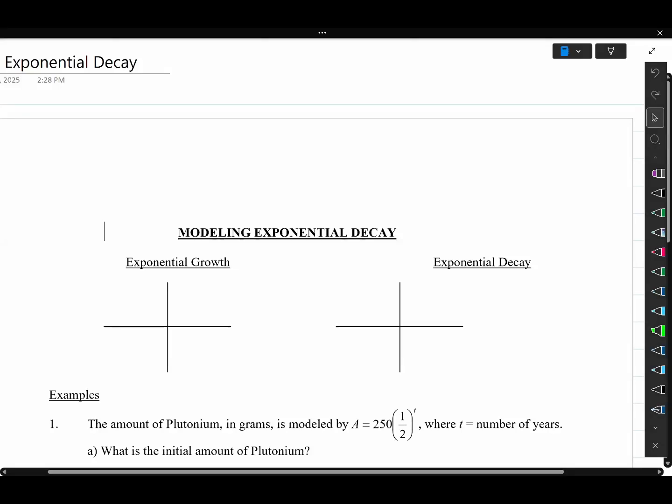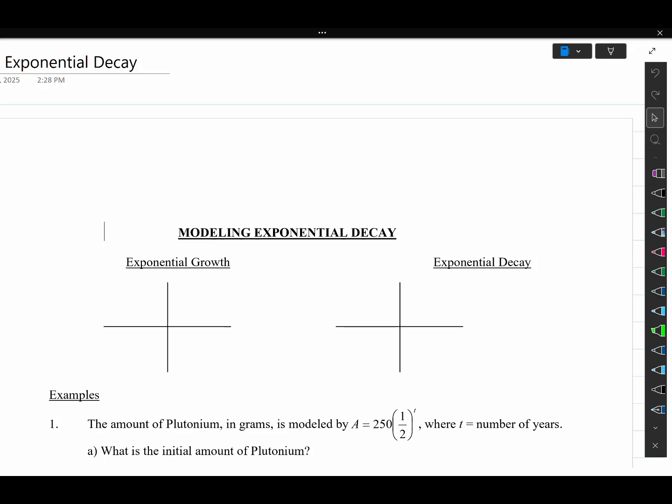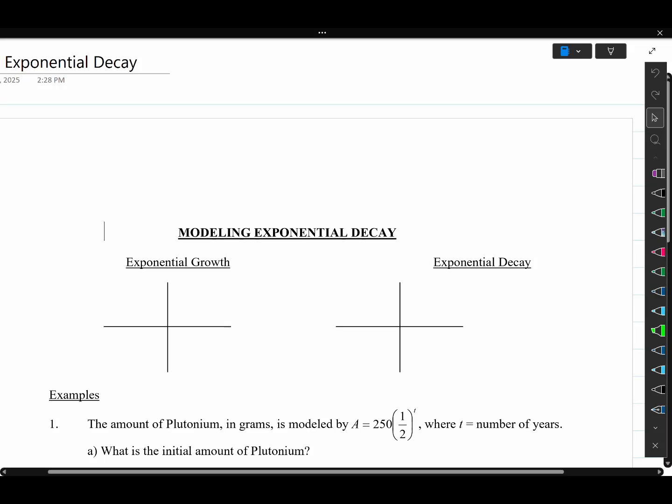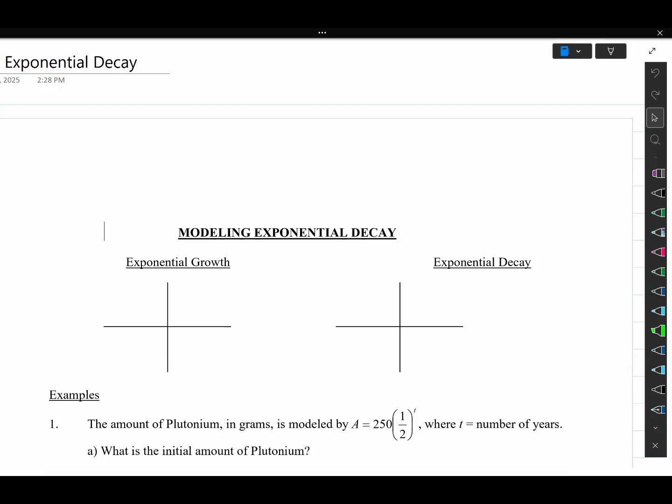We are looking at modeling exponential decay here. The only prerequisite skill really is the modeling exponential growth that we did earlier in this cycle, and that's because all of the prerequisite skills that are needed here were also needed for that one. So we know exponential growth. We know the general shape. We're expecting something to start at a certain value and go up.